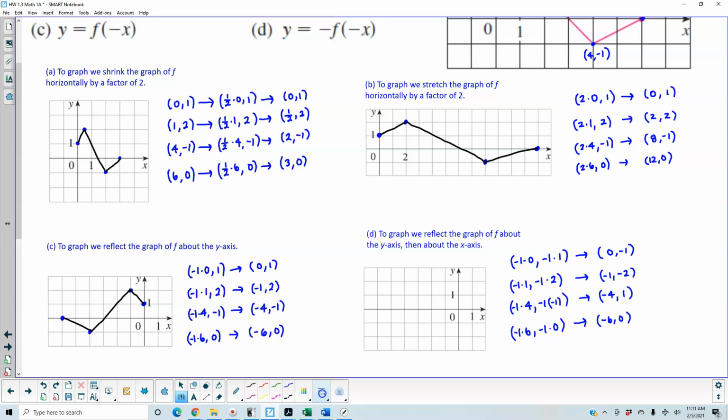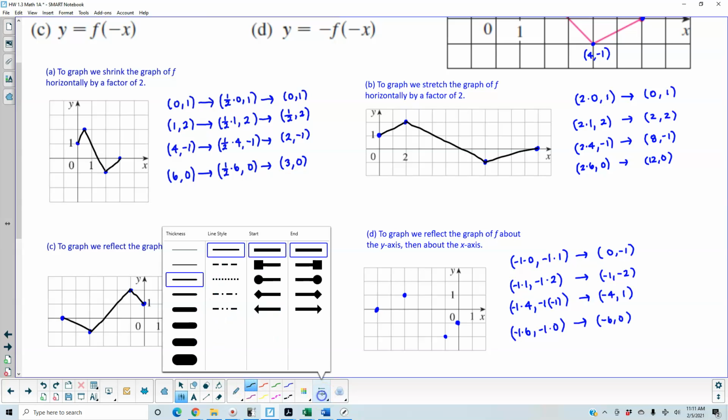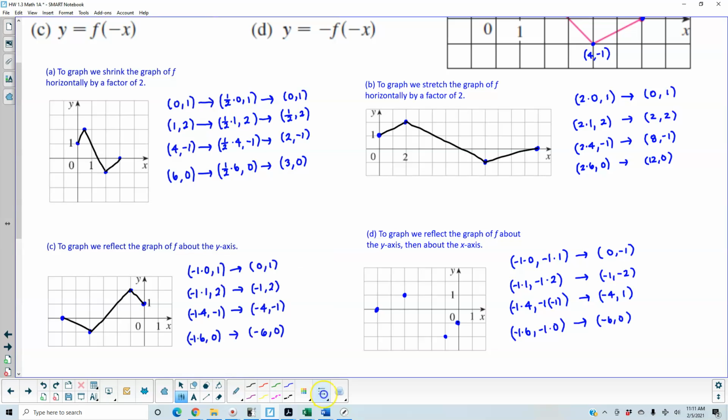And now let's plot our points. So we have (0, -1), we have (-1, -2), we have (-4, +1), and then we have (-6, 0). And now let's go ahead and connect our points. And so therefore, again, to graph, we reflect the graph of f about the y-axis and then about the x-axis.